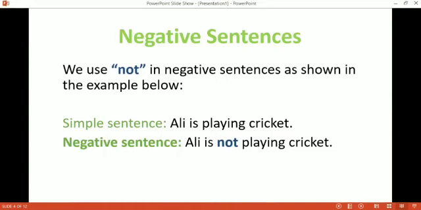And children, there is a rule to apply not. And what is the rule? After is, we put not. After a helping verb, we put not to make a negative sentence.